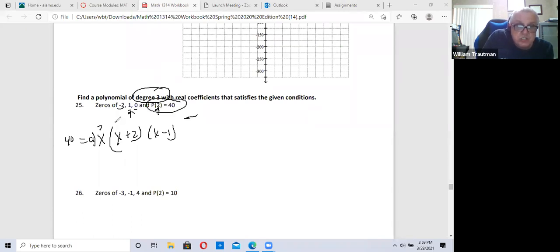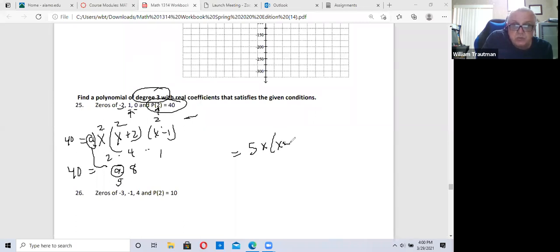So if I put a 2 in here, I get 2 minus 1, which is a 1. 2 plus 2 is 4. And then I put a 2 in there, it's just a 2. I multiply that all together, I get 8 with an a in front, equal to 40. So a has to be 5. 5 times 8 is 40. So this function would look like this: 5x times (x plus 2) times (x minus 1).